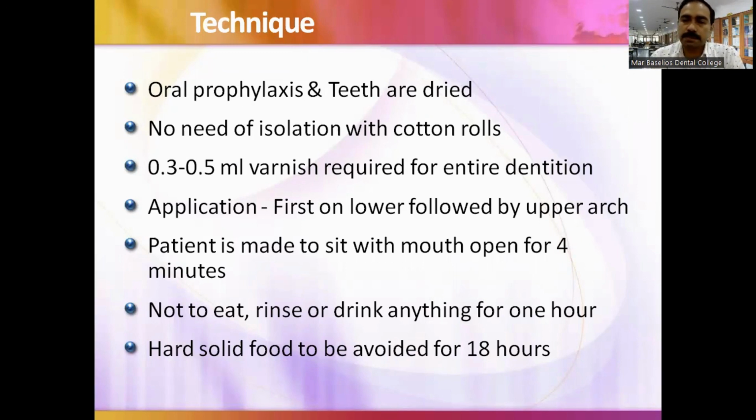After application, the patient is made to sit with the mouth open for 4 minutes. The patient is asked not to eat, rinse, or drink anything for 1 hour, and also to avoid hard solid food for around 18 hours. So this is the technique of fluoride varnish application.